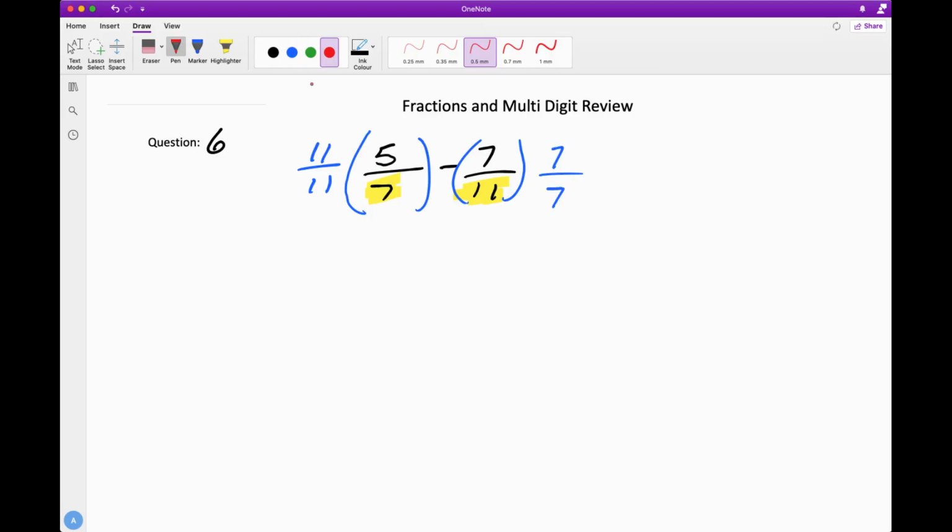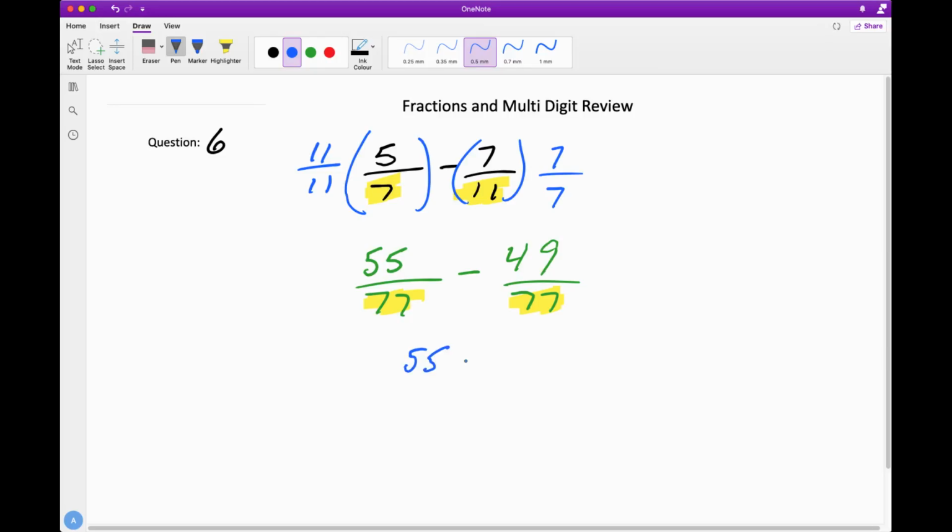So now I'm going to go ahead and multiply. 11 times 5 is 55. So now we get 55 over 77 minus 49 over 77. Well, now that we have the exact same denominator, we can go ahead and combine our numerators. So we get 55 minus 49 over 77. And we know that 55 minus 49 is equal to 6. So we get 6 over 77.